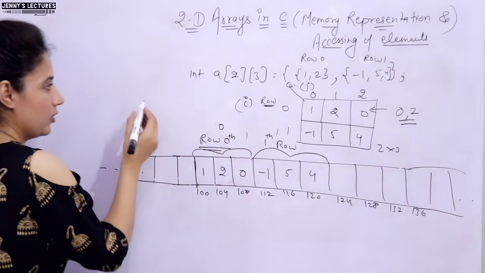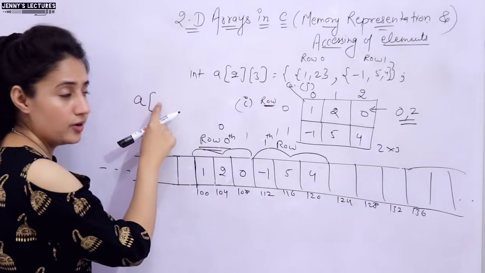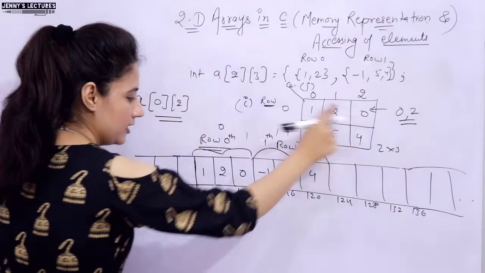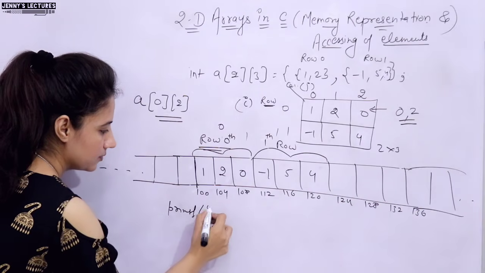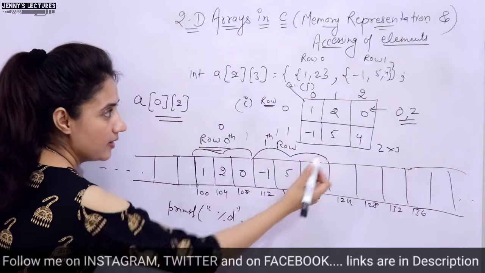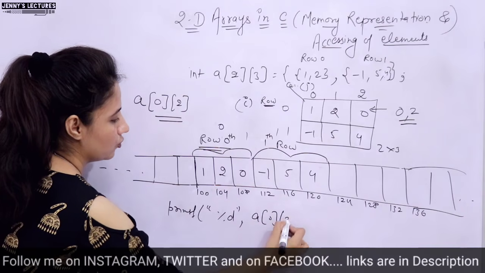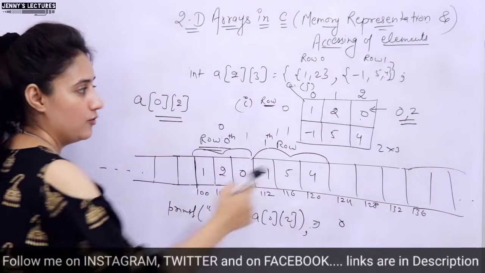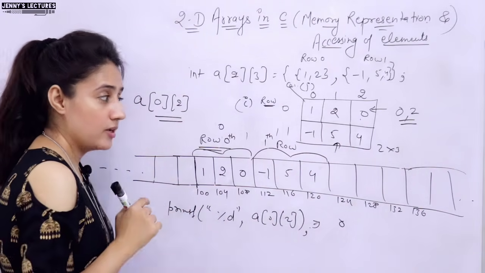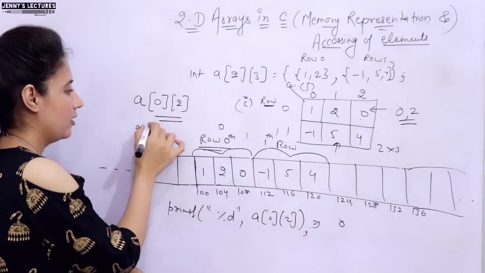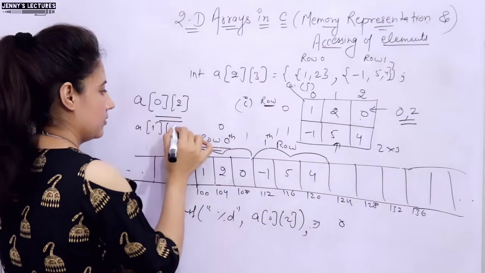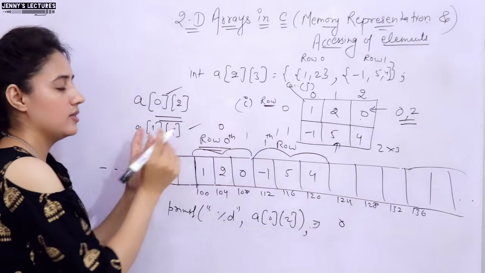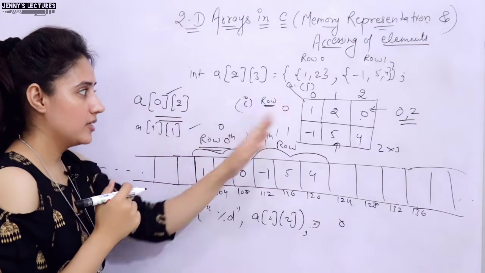So how to access? Simply you can write the name of the array. First would be the row index, that is 0, second would be the column index, that is 2. If you want to print this value, simply you can use printf %d and a[0][2] in a program. It will give you the value 0. If you want to print this other value, the row index is 1 and the column index is 1, so simply write a[1][1] and this value would be printed. This is how you can print using row index and column index.